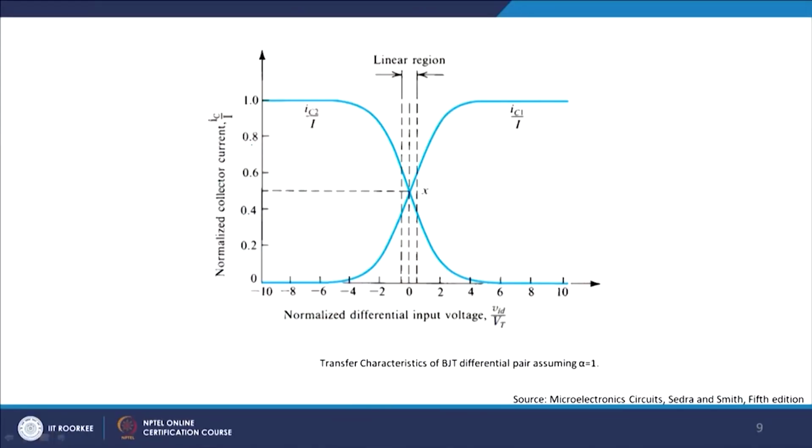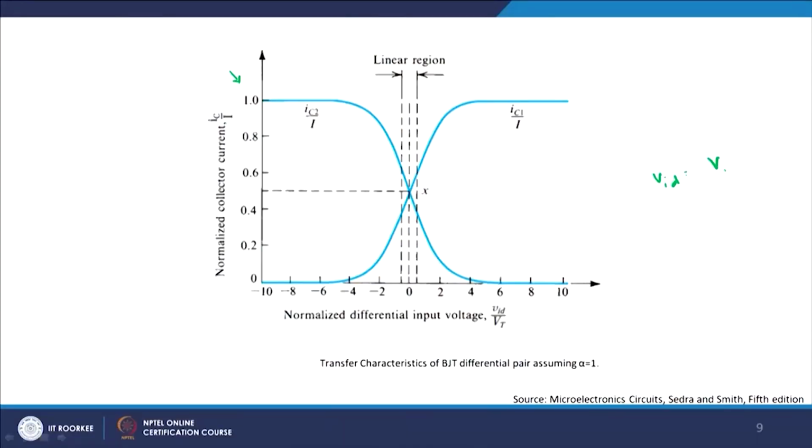Now, on the y axis you will see it is basically the normalized collector current, which means that the collector current is normalized with respect to the total current which is available to us, and therefore, the maximum it can go is 1. And on the x axis we have VID by VT. VID is basically the difference voltage of the base, as I discussed with you, VB1 minus VB2, right. If you divide that by VT, the thermal equivalent voltage, this is what I get. This is the point 0 where VB1 equals VB2, right, and as you move to the left or right, let us see how it works out.